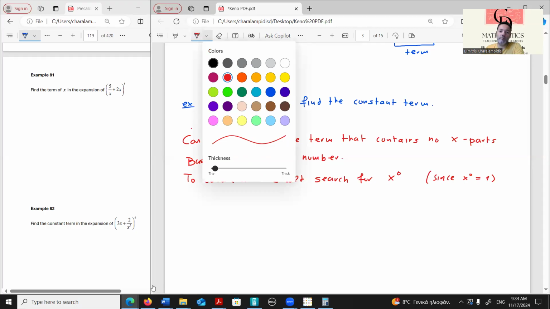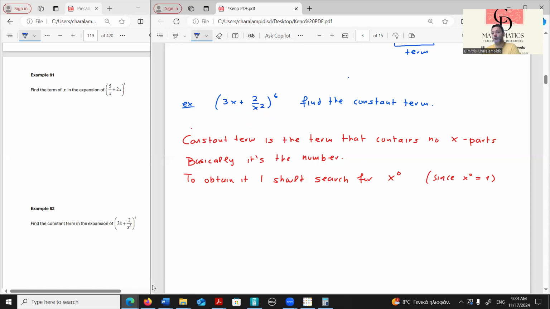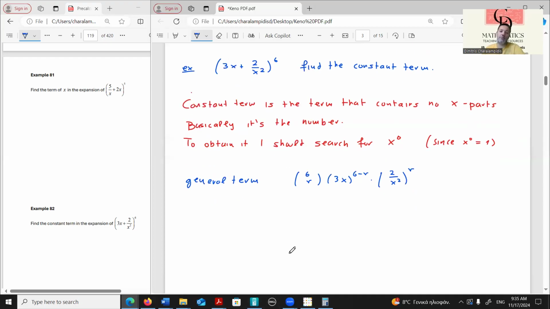So we will go over all that methodology we showed in detail before, in this case, to calculate x to the power of 0. Let's begin with the general term. So it should be 6 choose r, (3x) to the power of 6 minus r, multiplied by (2/x²) to the power of r. Next, we should continue with operations.